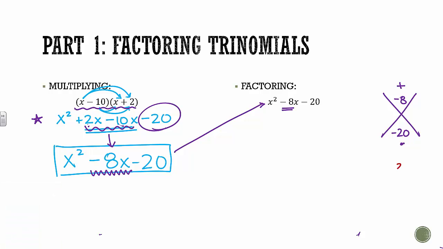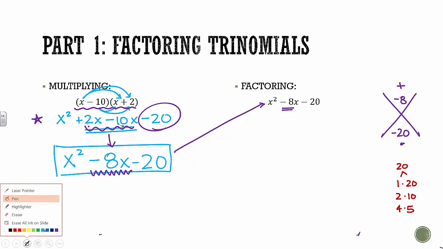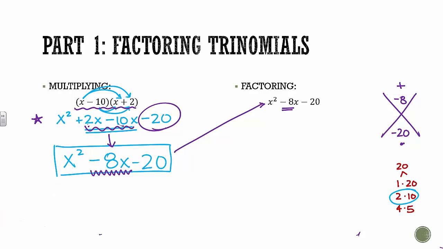And break down 20. 20 can be broken into 1 and 20, 2 and 10. 3 doesn't go into it, 4 goes into it 5 times, and then we're out of factors. So this combination here, the only one that can add or subtract to 8 is this guy here, 2 and 10. So now we want it to add to -8 and multiply to -20.